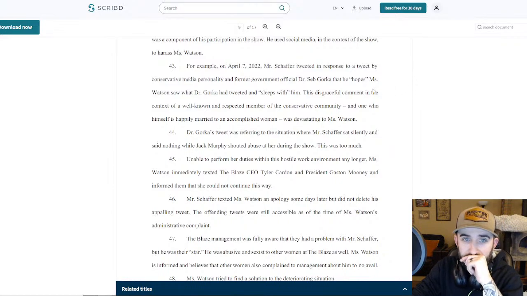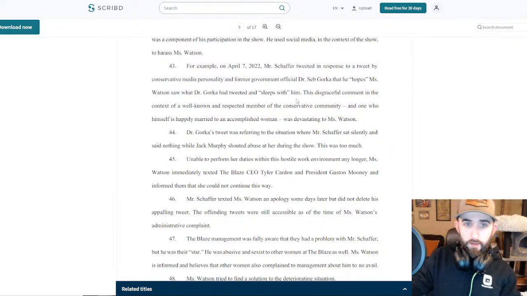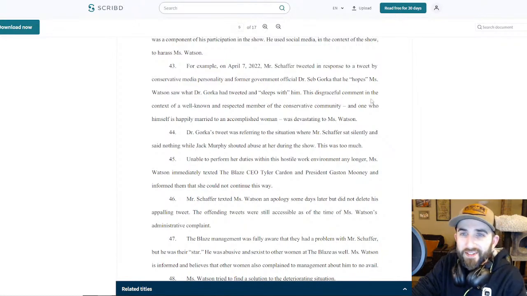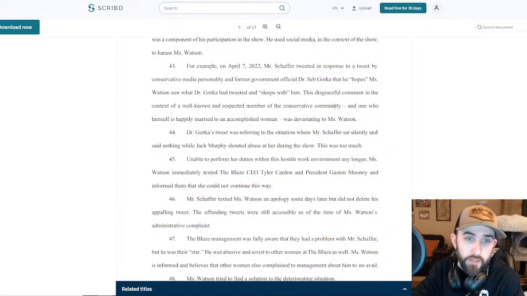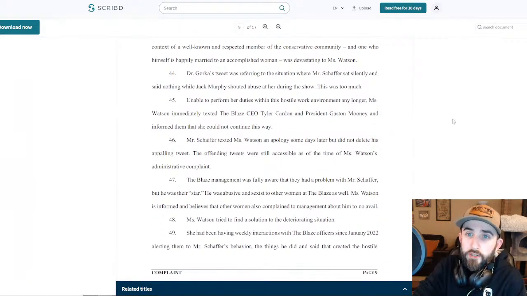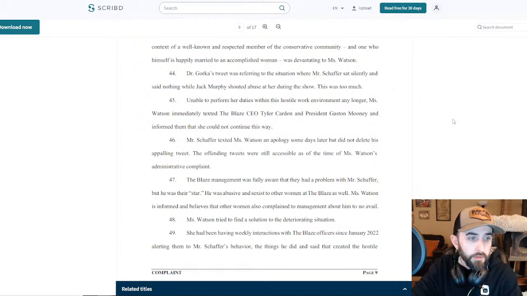Just crazy. And then you have the tweet where Elijah Schaefer told Sebastian Gorka that he hopes Miss Watson saw the tweet and sleeps with him. This disgraceful comment in the context of a well-known and respected member of the conservative community. I don't know how well respected. I've kind of gotten over Sebastian Gorka. He's way too pushing for war with Ukraine. And one who himself is happily married to an accomplished woman was devastating to Miss Watson. I imagine as a woman that'd be pretty infuriating. She looks out for him, tells him to cut back on his drinking without insulting him. I don't really think she's a terrible person.